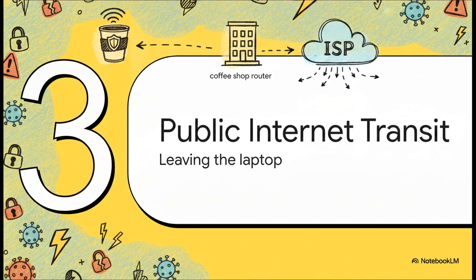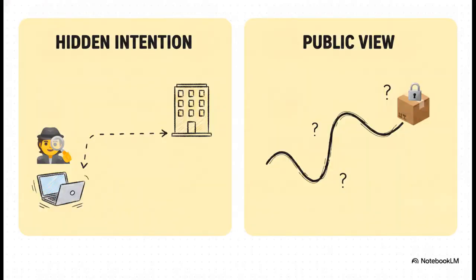Step 3. Traversing the public internet. The packet is finally leaving the laptop. Think of this as our X-ray view. On one hand, you have Priya's hidden true intention, securely accessing that internal HR server.